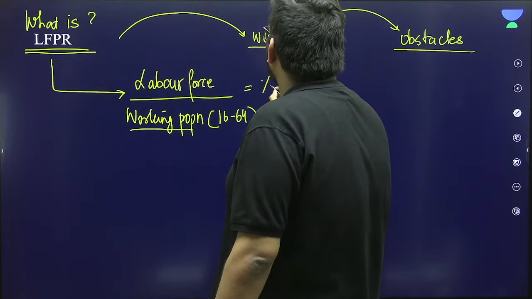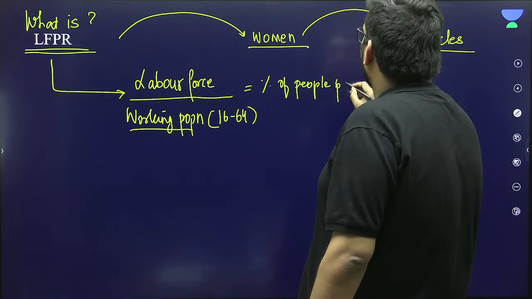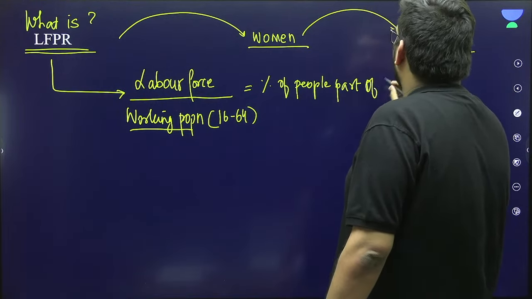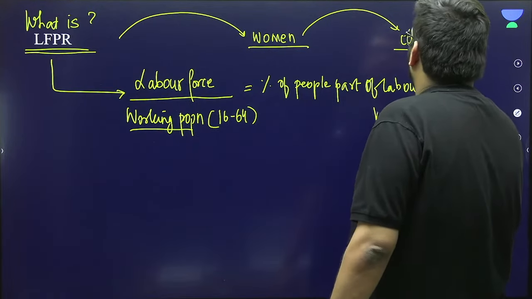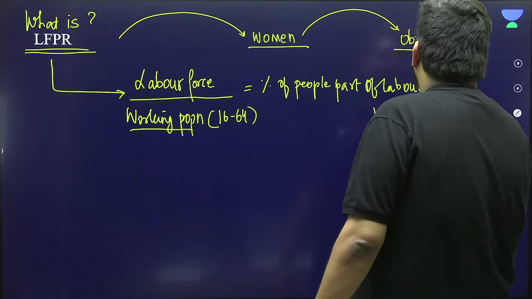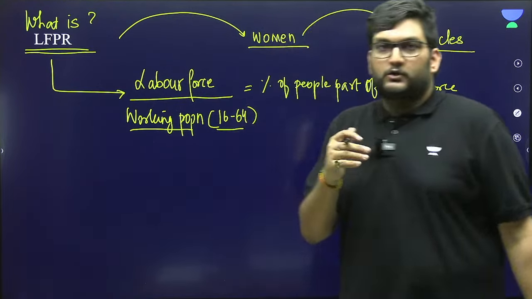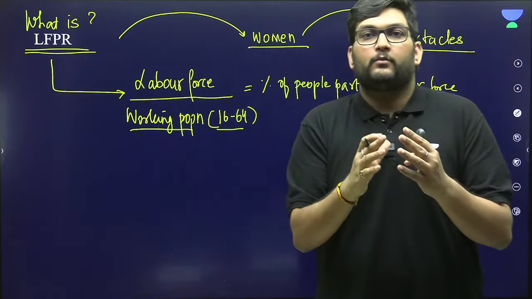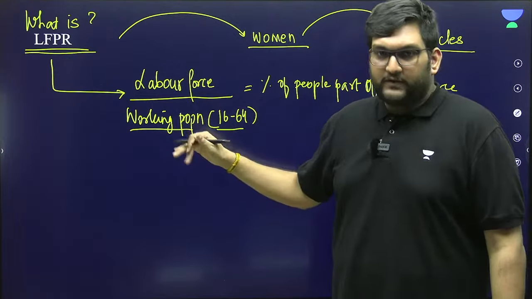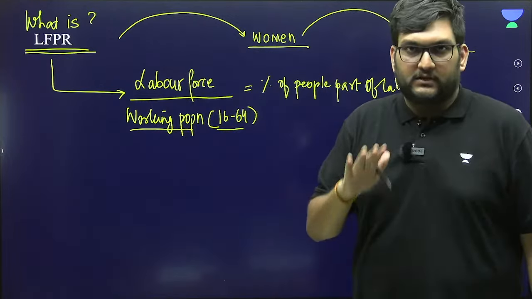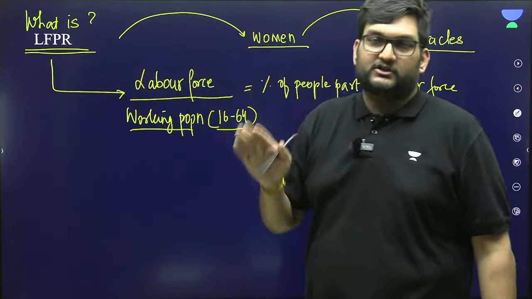This will give you the percentage of people part of the labor force out of the working population. Basically, if there is the 16 to 64 age bracket, how many people, they all are eligible to become the working population. Out of them, how many are part of the labor force? That is what is labor force participation ratio or rate.